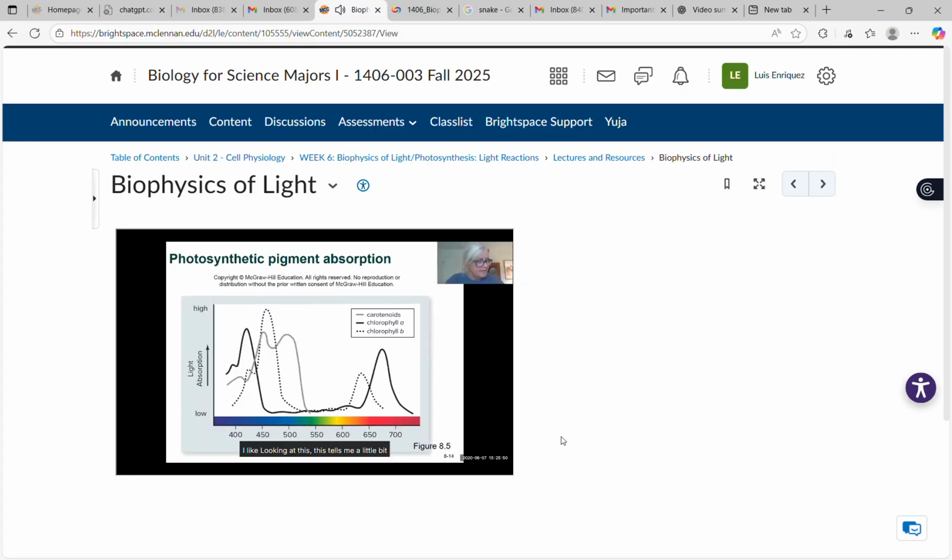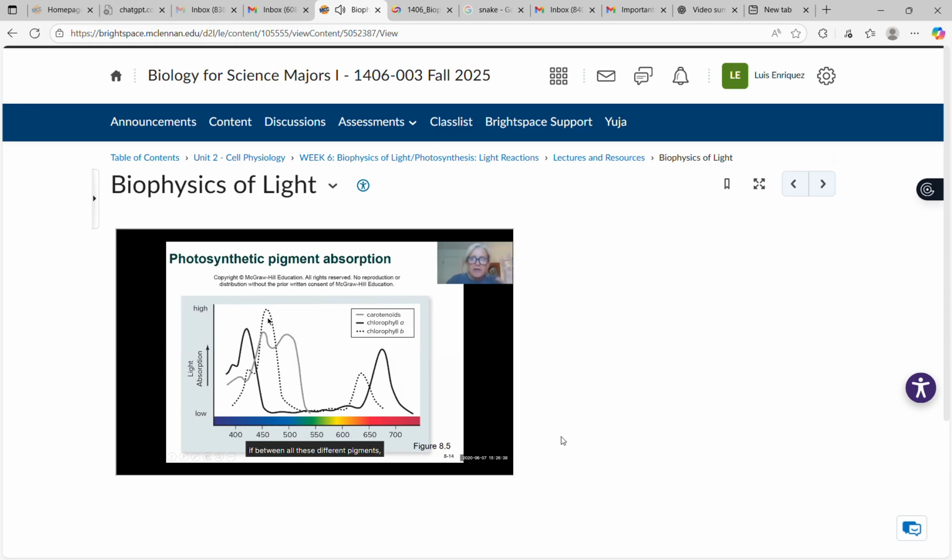I like looking at this. This tells me a little bit about the wavelengths of visible light. Here's the blue, here's the red wavelength. And it shows the carotenoids capture some of the blues. And then the photons in the wavelengths of light: chlorophyll A gets most of the bluish violets, and then it gets a lot of the lower end of the red, the photons in the red wavelengths of light. Chlorophyll B, shown in the dotted line, captures a lot of the blue and less of the orangey reds.